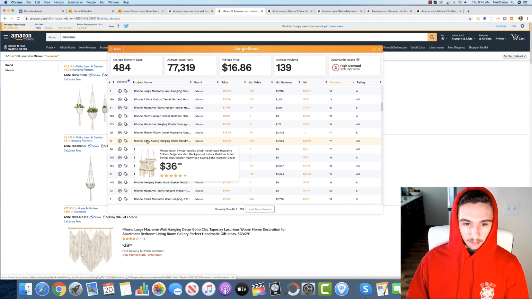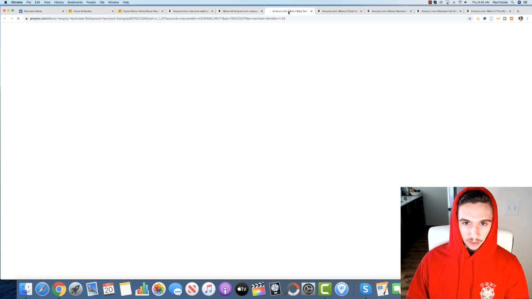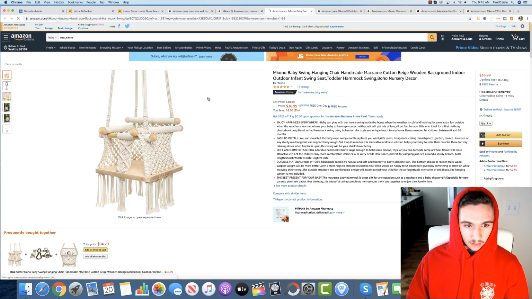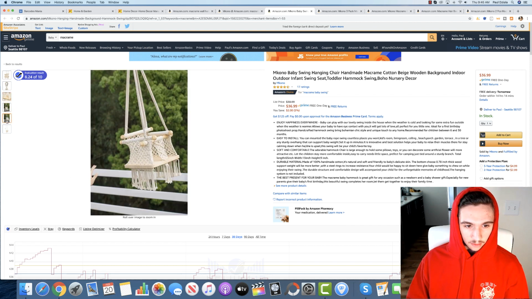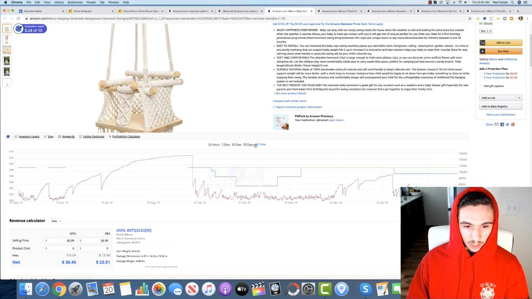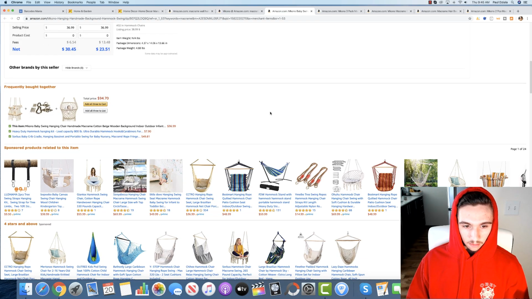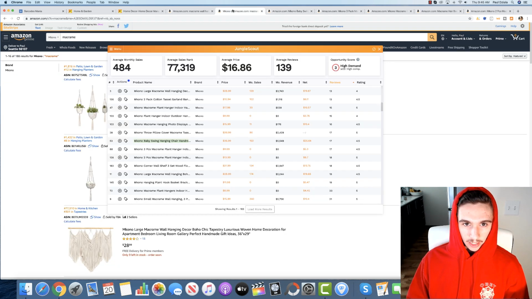Oh my god, a baby swing, a macrame baby swing. People out in Seattle would love that. The photographer did not have access to a baby. So this has been out for a while. Macrame swing.